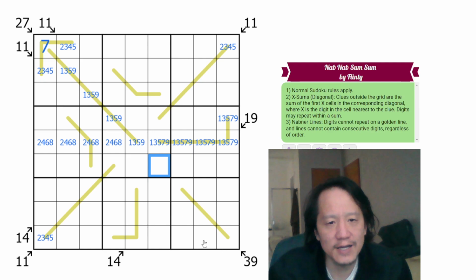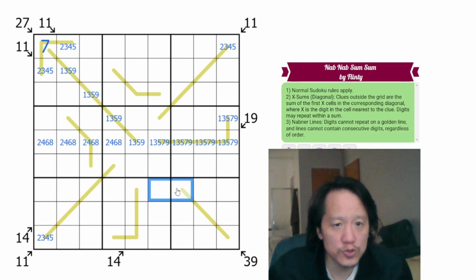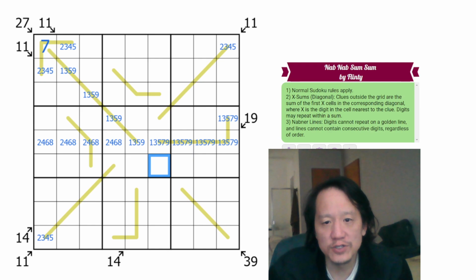So therefore, this has to be a 1, because it has to have 7 digits which add up to 27. We already have 5 digits which add up to 25. So the next 2 digits have to add up to 2. So this is 1 and 1, which means 1 cannot be here. 1 cannot be here. 1 has to be one of these 3.